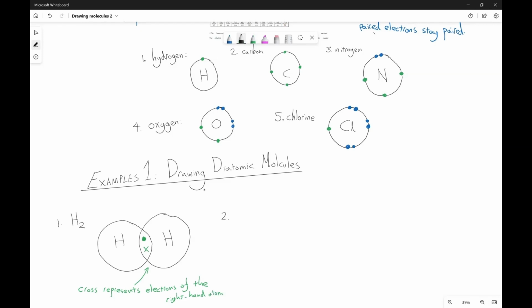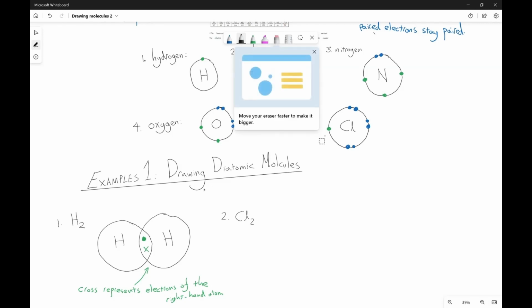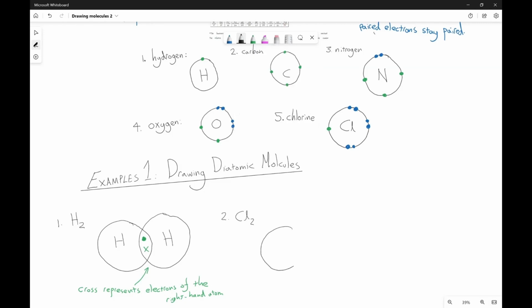Now we'll look at chlorine. Like hydrogen, they share 1 electron each. Okay, so you do, again, 2 overlapping circles, and the electrons on the right are going to be crosses. Remember to include the 3 lone pairs of electrons on each chlorine atom. Like so.